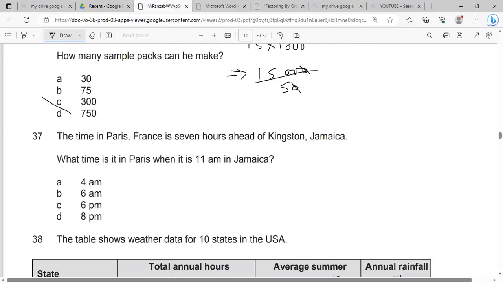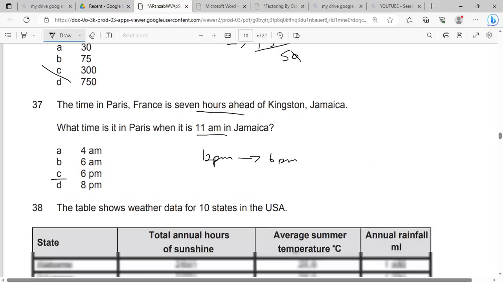All right, the time in Paris is 7 hours ahead of Kingston, Jamaica. 7 hours ahead, all right? What time is it in Paris when it's 11 a.m.? Now they say Paris is 7 hours ahead, so we're going to add 7 hours to this. So we add one more, it gives 12 o'clock, 12 p.m., right? And then the other 6 hours is going to take us to 6 p.m. So I'm going to go with C. All right, let's move on to 38.